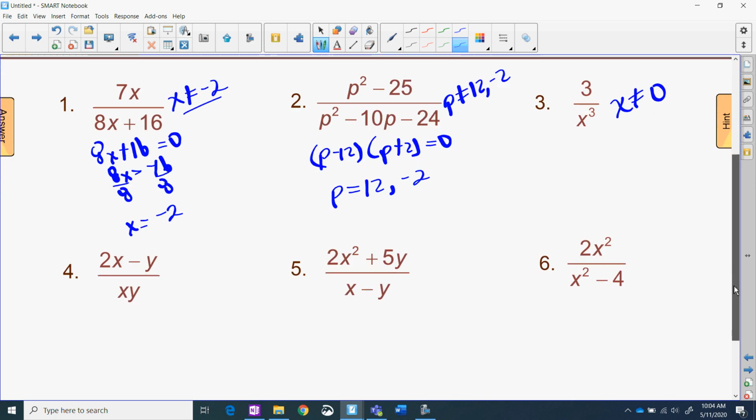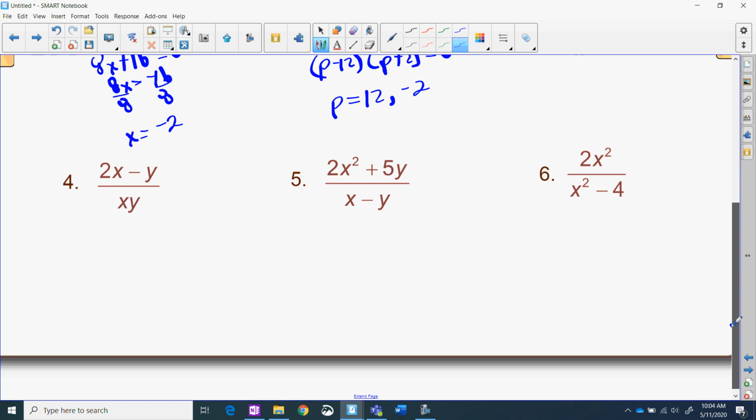If you have multiple variables, you're going to have to consider both. So for example, this one, and again, look, I don't even consider the numerators. All I'm ever looking at is the denominators for non-permissibles. I've got x multiplied by y, and I want to make sure that when I multiply those two together, I never get 0 on the bottom.